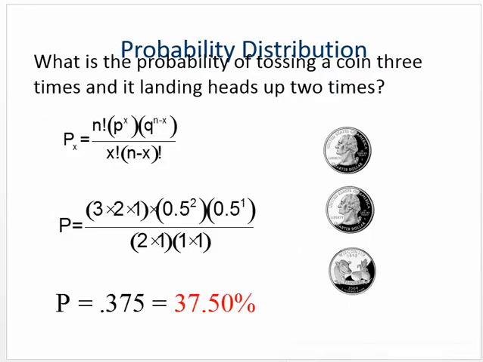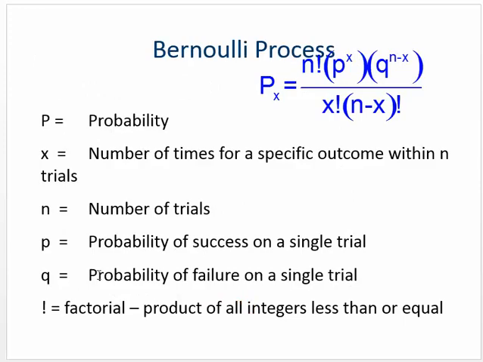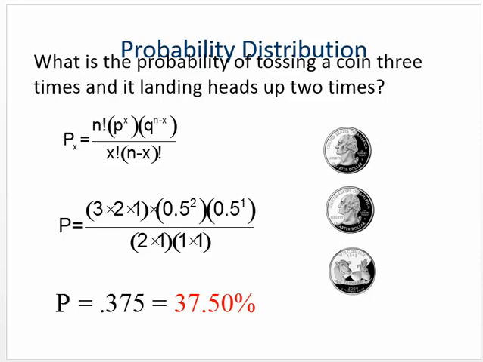Okay, let's take a look at this example here. I'm going to flip back and forth here. Again, P is the probability we're trying to find. And now let's find out where this information came from. What is the probability of tossing a coin 3 times? Sorry, I got ahead of myself. Let's look at n. N is the number of trials. We're going to do it 3 times, and it's factorial, so it's going to be 3 times 2 times 1.